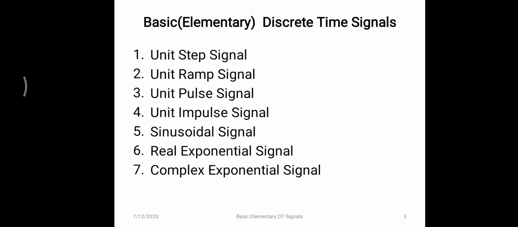These are the list of basic elementary discrete time signals. They are nothing but unit step, unit ramp, unit pulse signal, unit impulse signal, sinusoidal signal, real exponential, complex exponential. All the signals are more or less similar to continuous time signals. Only the way of representing and denoting the signals are different. Other than that, mathematical functions are same.